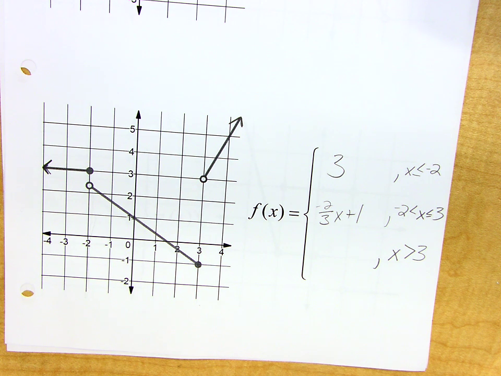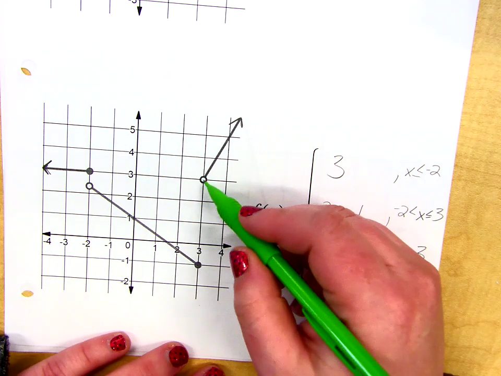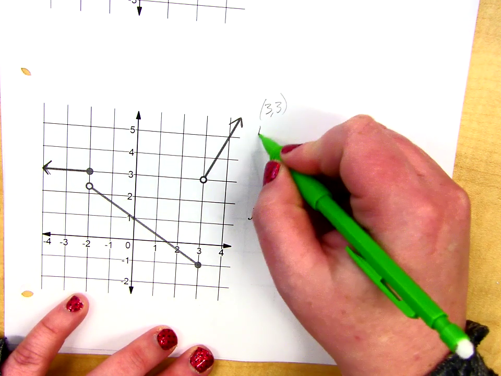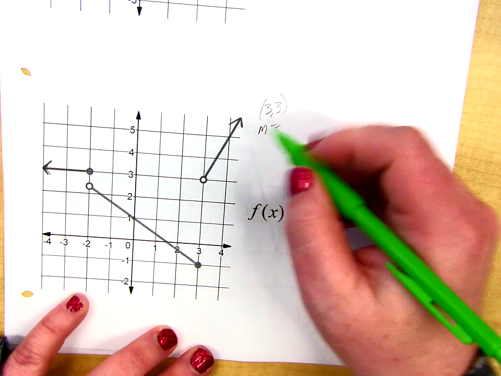Now, my last graph, you could try and figure out where it crosses the y-axis. That would be fine. But I have a point and I have a slope. So I could just use point-slope form and rewrite it. So the point I have is at (3, 3). And what's the slope of this thing? 2, right? I'm going up 2 over 1.